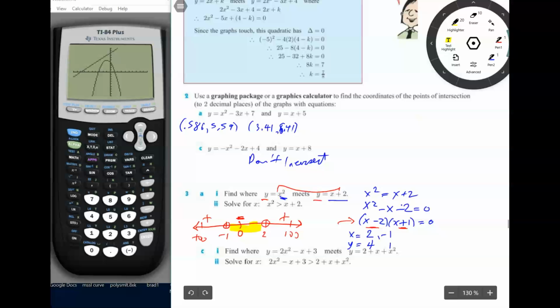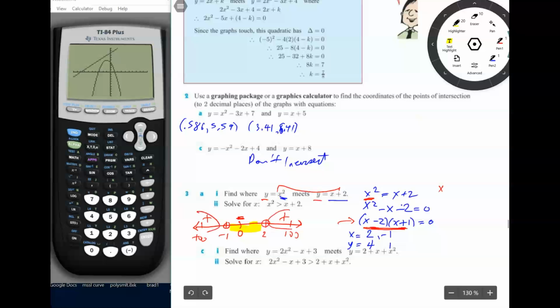Okay, so now I know that either one of the sides neighboring the yellow region is going to make this side positive. If this side is positive, that means x squared is slightly bigger than x plus 2. So the positive regions are the ones that are the solutions for this problem.